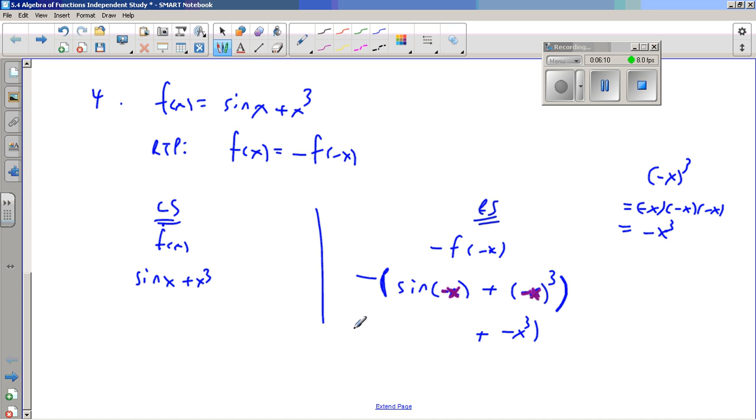Now, what's going on with the sine function? Well, we knew back in unit 0 that the sine was odd from its symmetry, but that's actually one of our trig properties, that this is true: the sine of negative x is equal to the negative sine of x. Right? That's one of the things we learned in the trig unit. This is true.